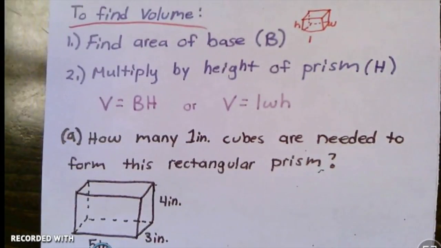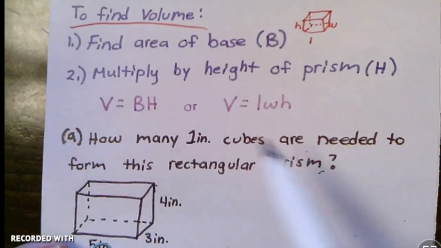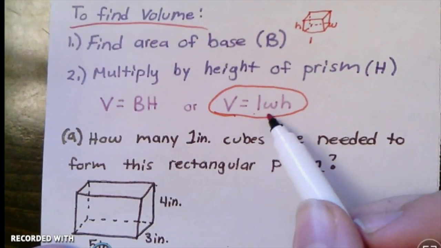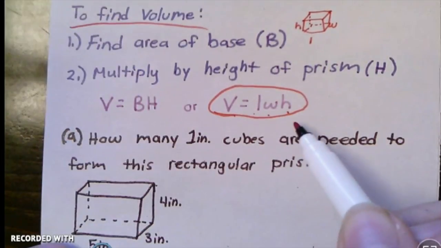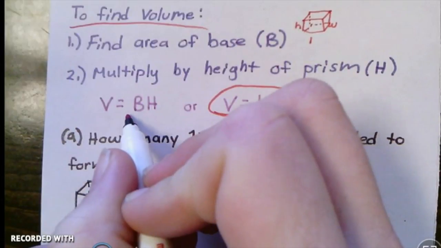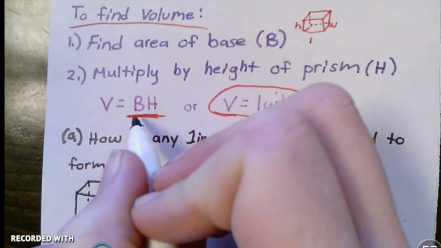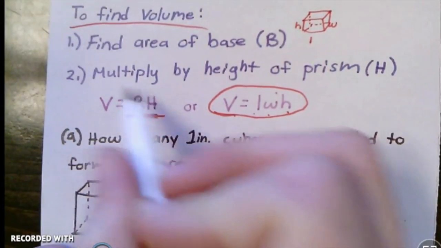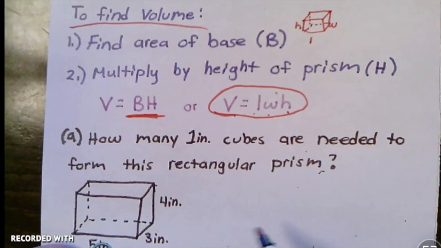I've got two formulas here. Okay, they mean the exact same thing. Right now in 6th grade, they're teaching you this one. Length times width times height. The reason why I just illustrated this for you is because in future grades, you're going to learn volume as big B times big H. And that's because this formula works for any type of prism.